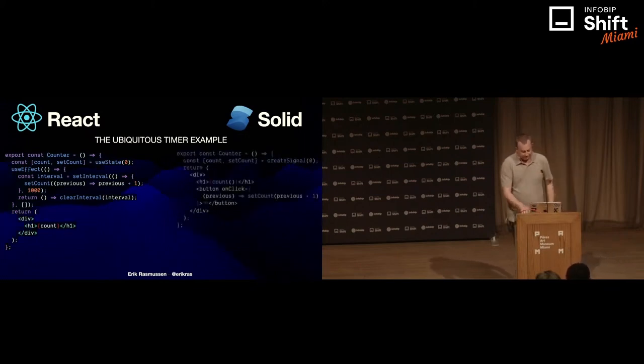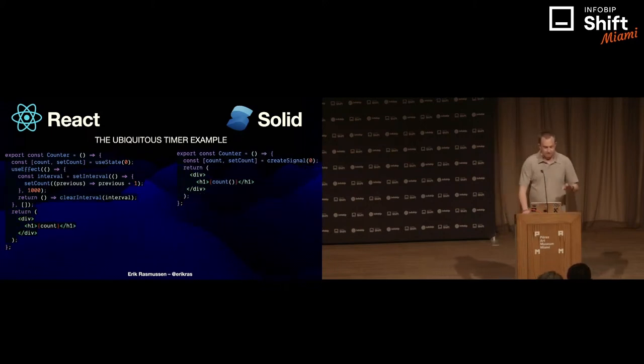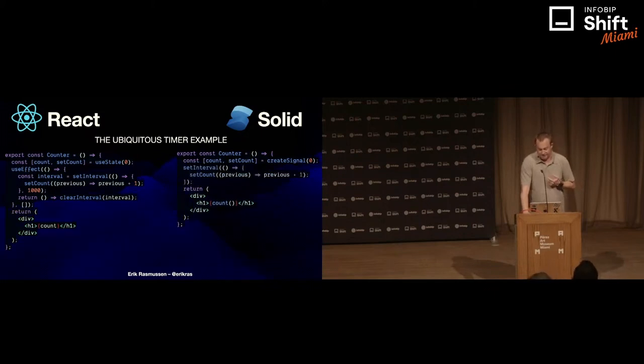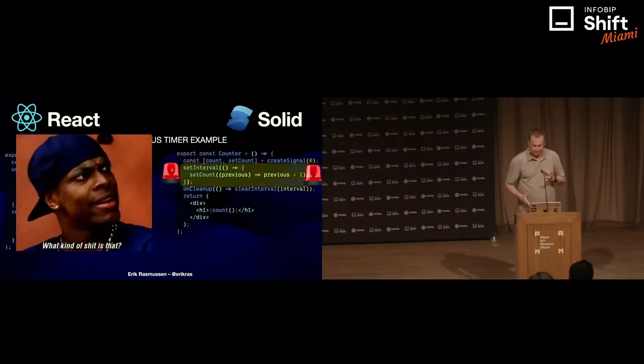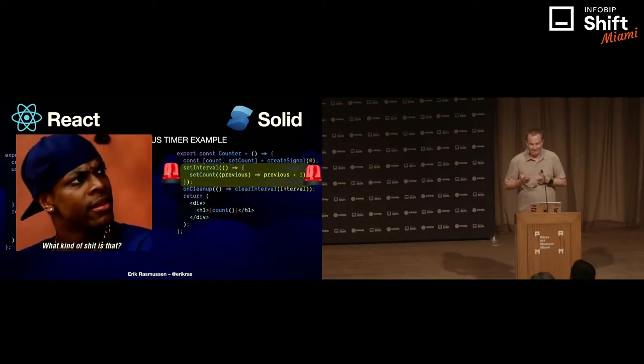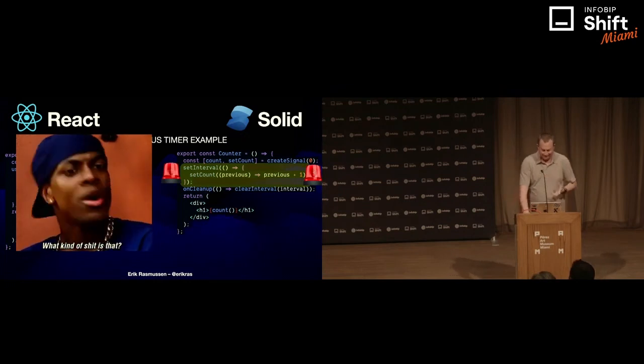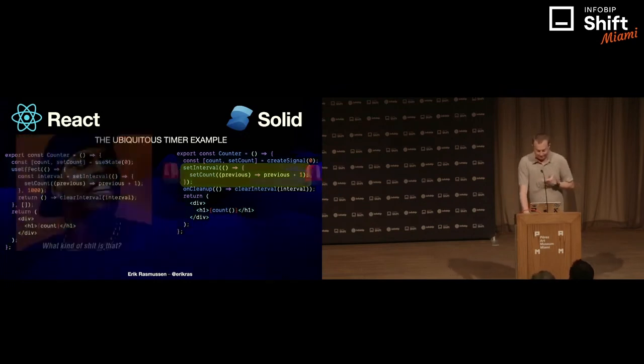So how do we do this in Solid? Well, we're going to get rid of our button. And hold on, everyone. This is not a drill. We set interval to update our count. And then we have an onCleanup function that's going to clear our interval. Now, if you're like me, the first time you saw this syntax, you are like, what the hell is going on here? You can't do this in your component. What is even happening here?